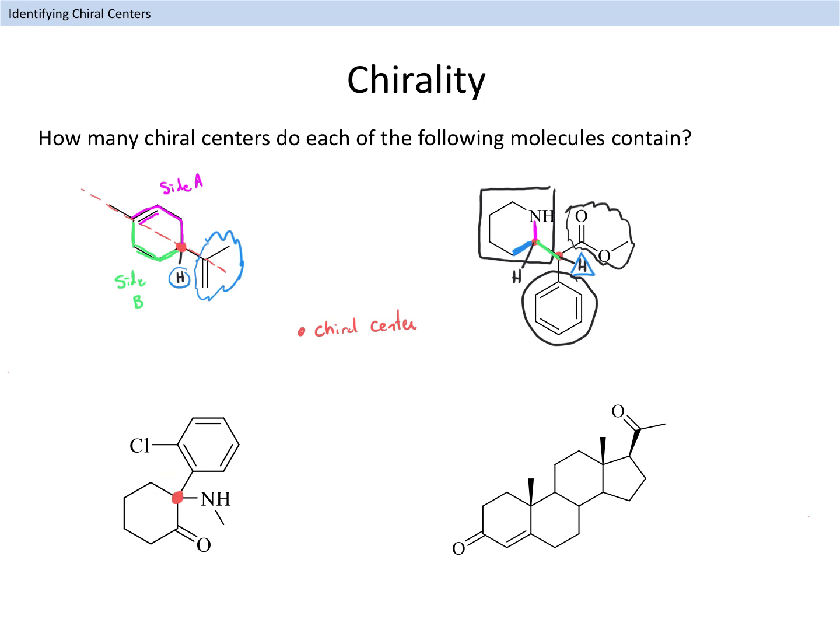The carbon atom bonded to the chlorinated phenyl ring, the nitrogen, the carbonyl group, and the other carbon chain is a chiral center. Again, this carbon is attached to 4 different groups, indicating chirality. Finally, the fourth molecule is more complex and contains multiple chiral centers, as indicated. Each carbon atom that is bonded to 4 different groups, including hydrogen atoms and other parts of the steroid ring structure, is a chiral center.